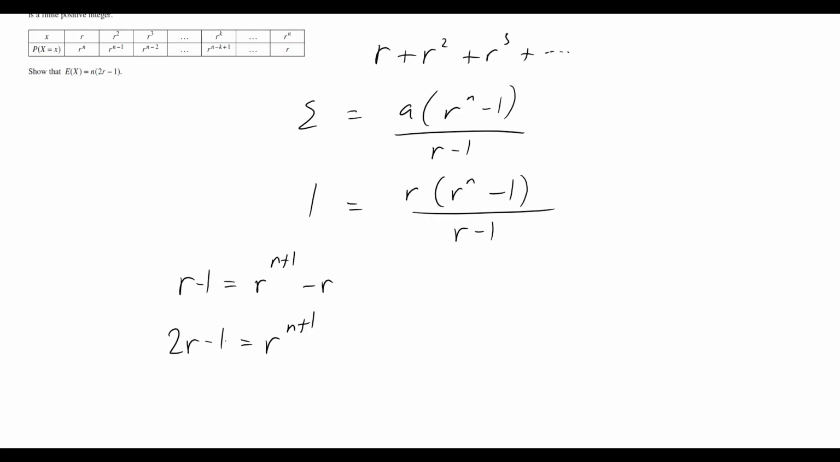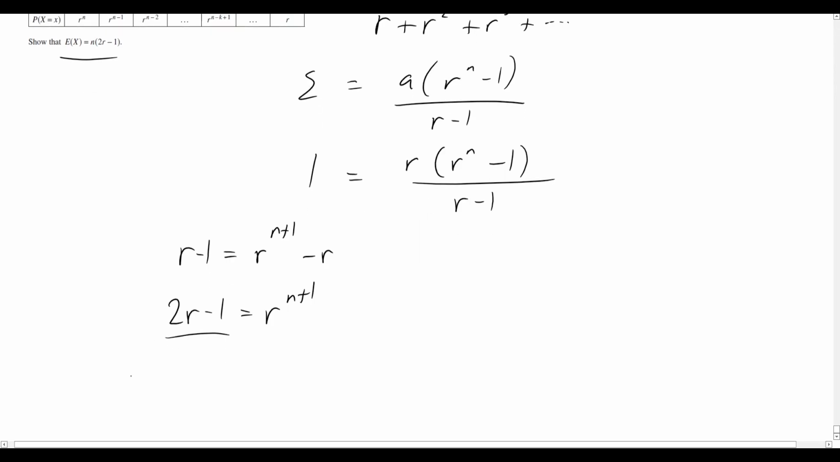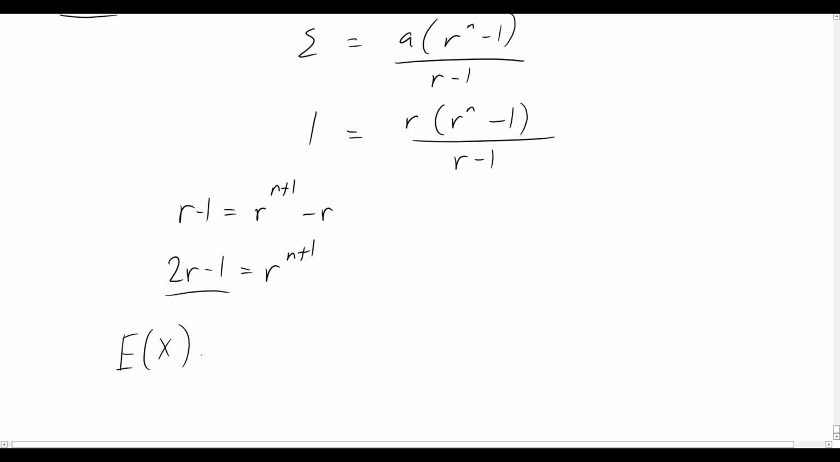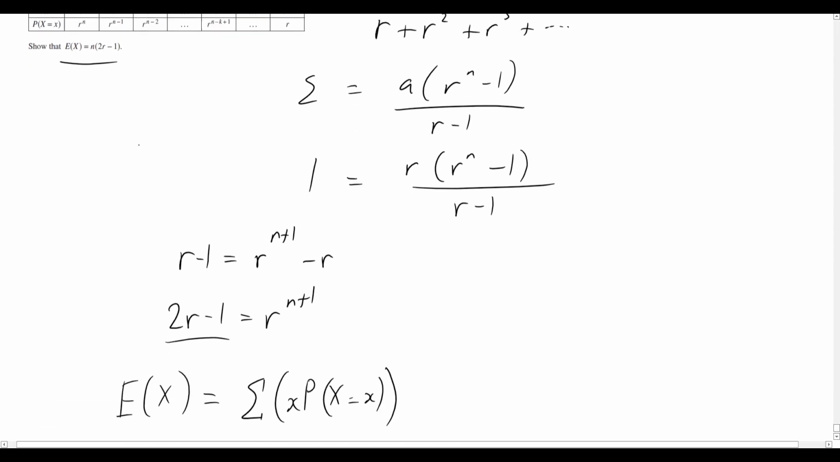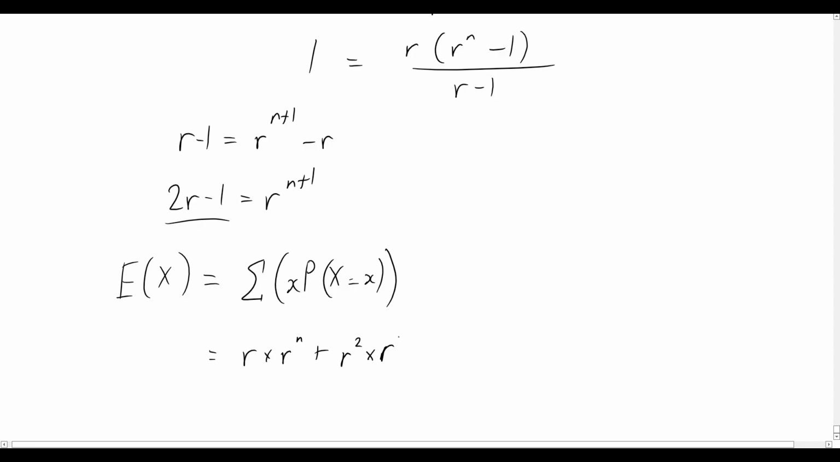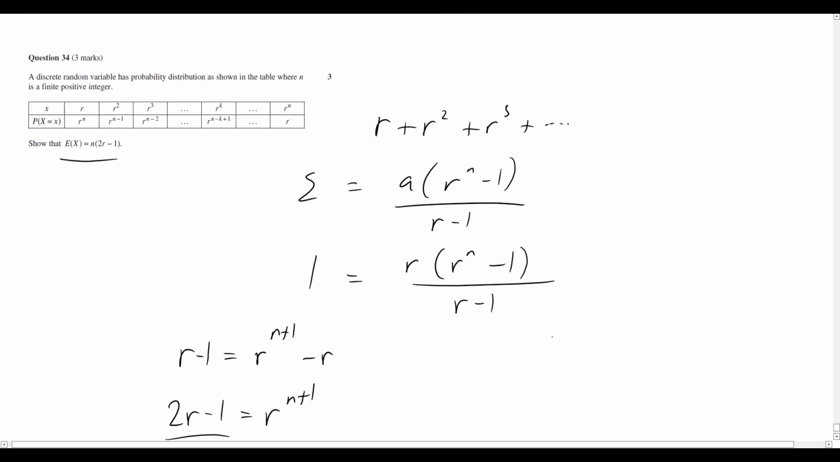It's good to have gotten that value, but now let's refer back to our expectation value equation up here. So 2r minus 1, aha, so that must be something important. So now if we were to consider the generic expectation value equation, well, what does that look like? The expectation value of x is going to be equal to the sum of the different values of x times by the probability that x is equal to that x value there. And so what that looks like now is r times by r to the n for the first one, plus r squared times by r to the n minus 1, plus dot dot dot, so on and so forth, until eventually we get r to the n times by r.